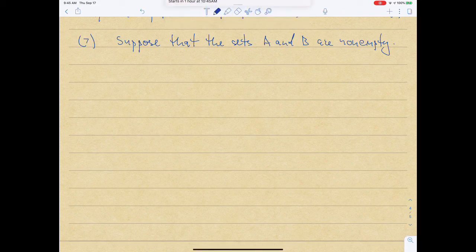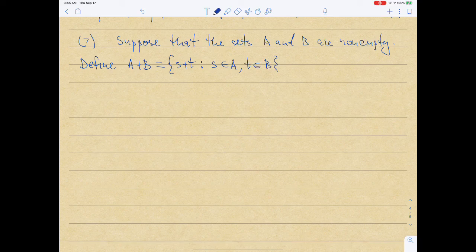Then I'm going to define the set A plus B as the set of all sums of numbers x plus t, where x is in A and t is in B.